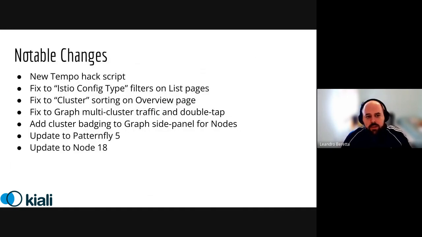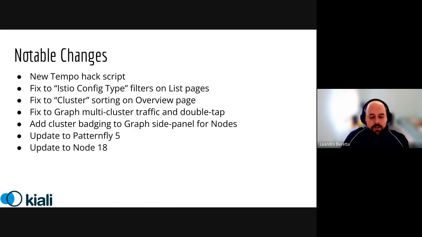In the notable changes, we have a new tempo script that we use when developing, but everyone is able to use it from the community. It's in our script repository directory. We did some fixes on the list pages related to Istio config type filters, and also a sorting of clusters on the overview page when the user is using multi-cluster.